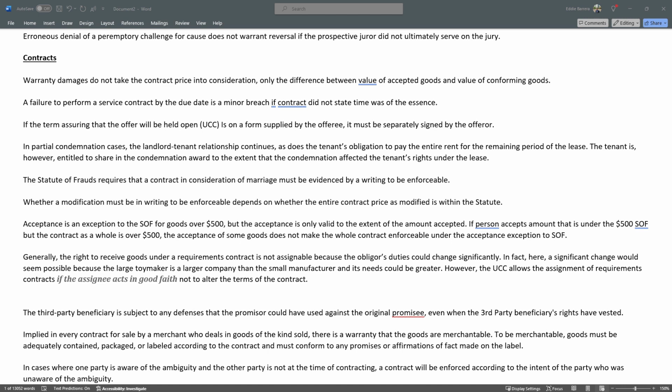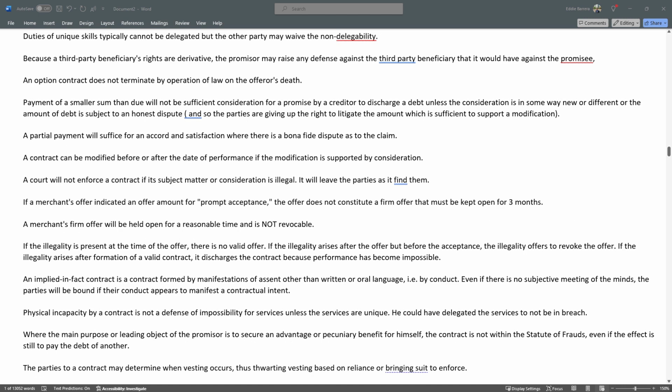In cases where one party is aware of the ambiguity and the other party is not at the time of contracting, a contract will be enforced according to the intent of the party who is unaware of the ambiguity. Duties of unique skills typically cannot be delegated, but the other party may waive the non-delegability. Because a third-party beneficiary's rights are derivative, the promisor may raise any defense against the third-party beneficiary that it would have against the promisee. An option contract does not terminate by operation of law on the offeror's death.